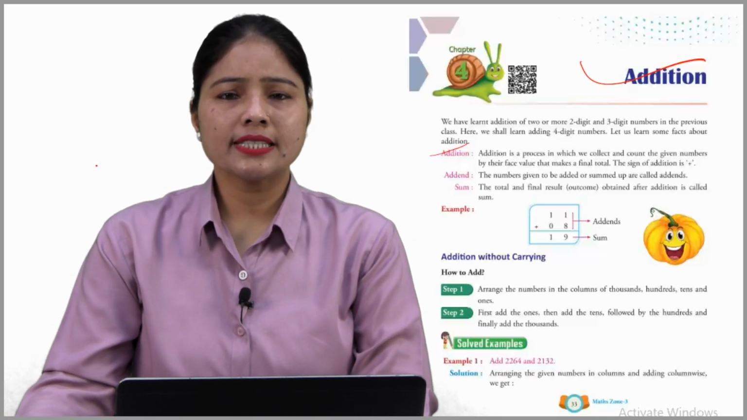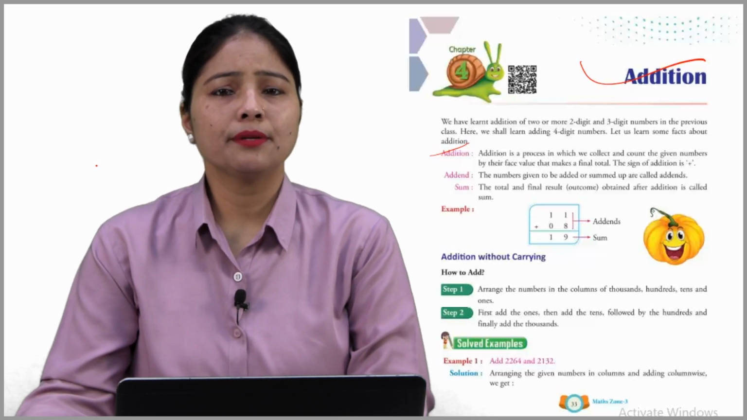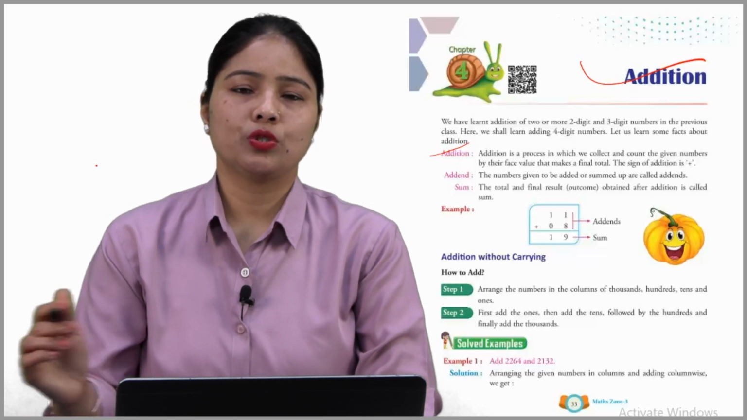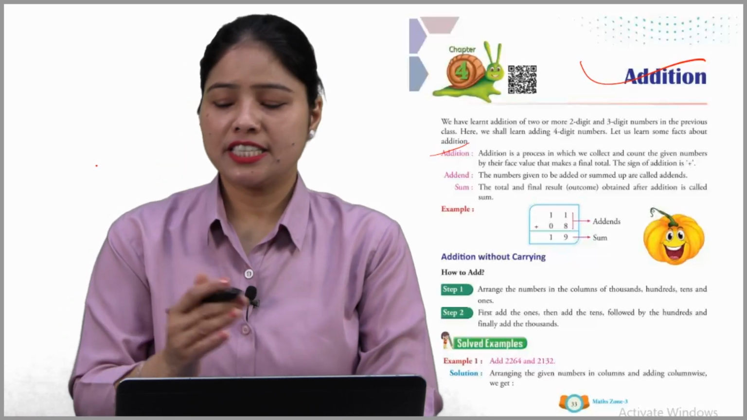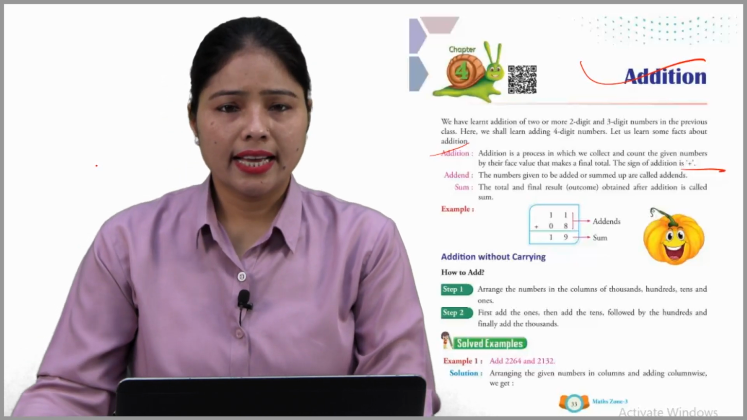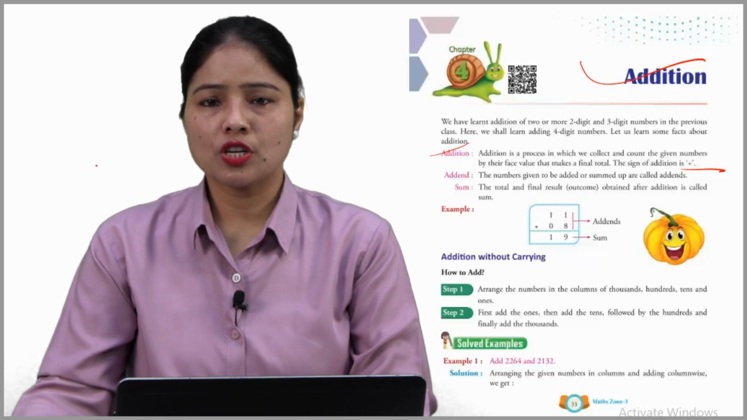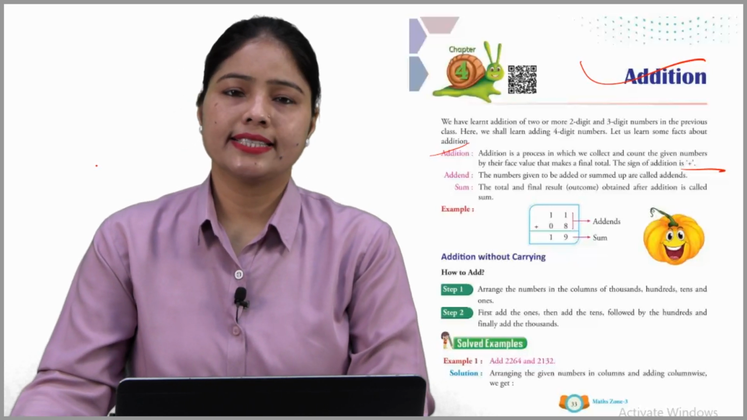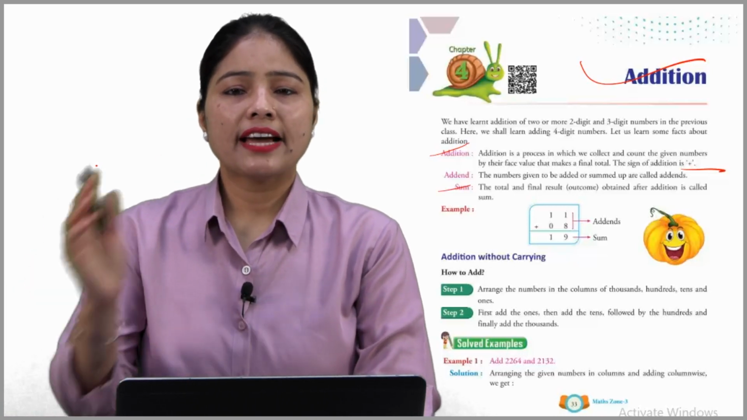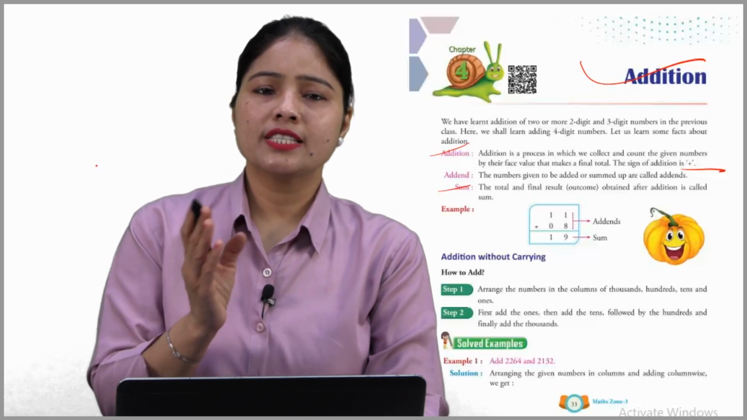Addition is a process in which we collect and count the given numbers by their face value and make a final total. Okay, the sign of addition is like this, the addition sign. Addends: the numbers given to be added or summed up are called addends. Sum: the total and the final result obtained after addition is called sum.